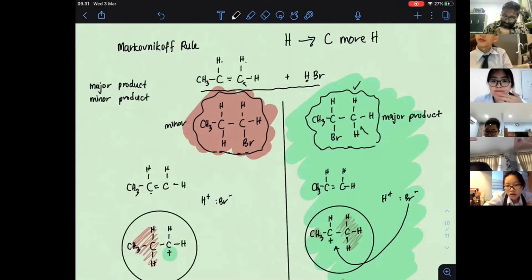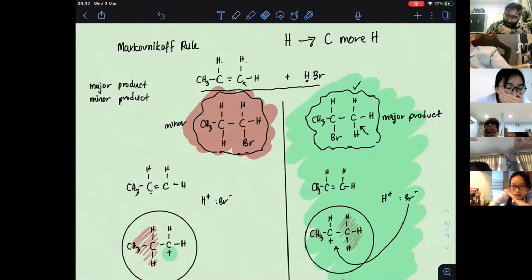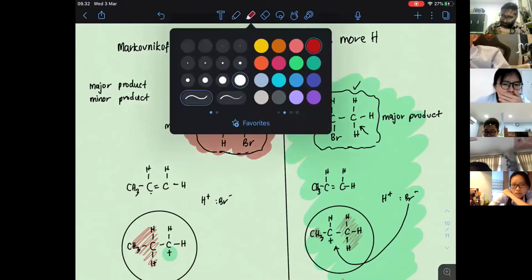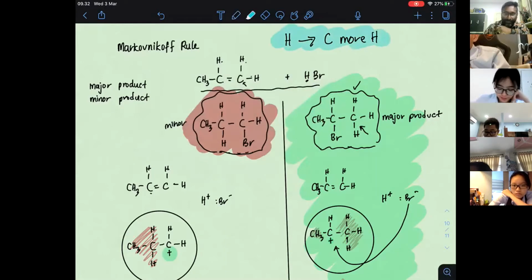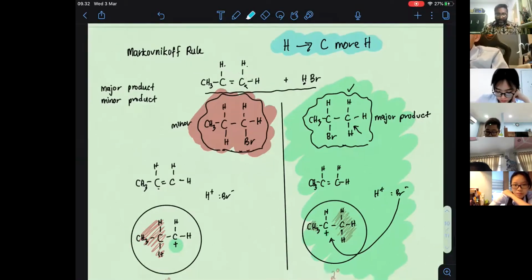So, major product. If you ask me, Mr. Gopi, is there an easy way to remember this? Yeah, an easy way is there. But you still need to explain. So hydrogen will always go to the carbon that has more hydrogen. So for example, whatever you have learned, hydrogen goes to the carbon that has more hydrogen. Let's look at this example.